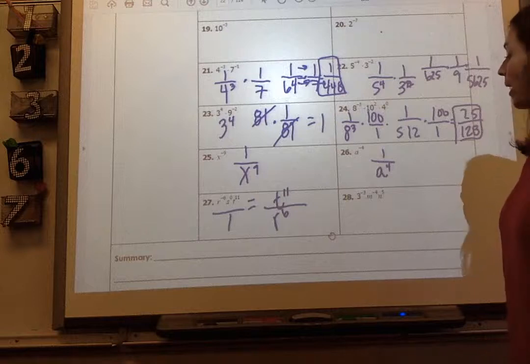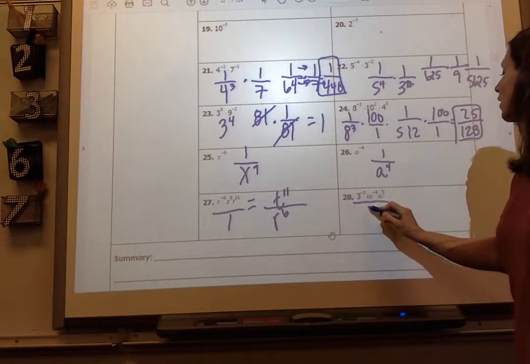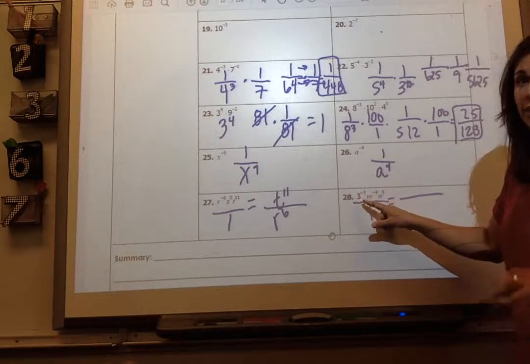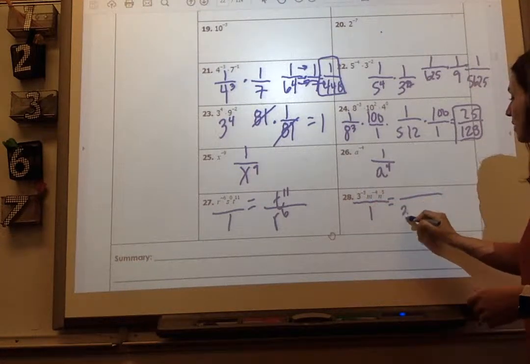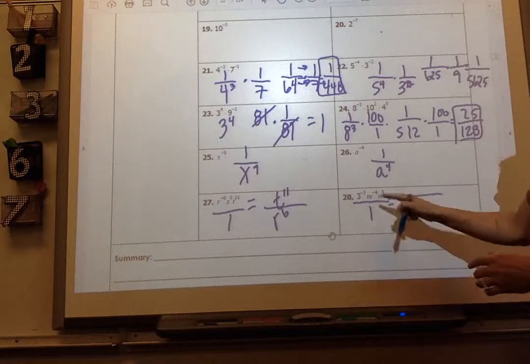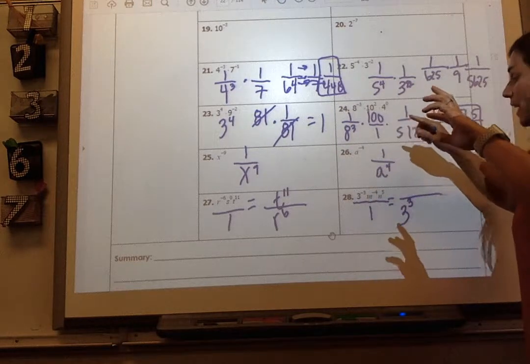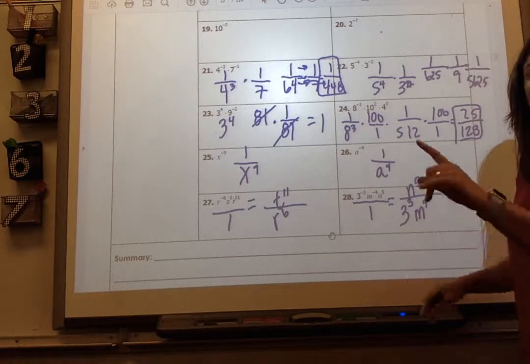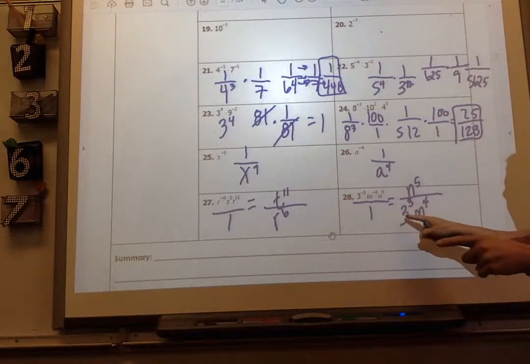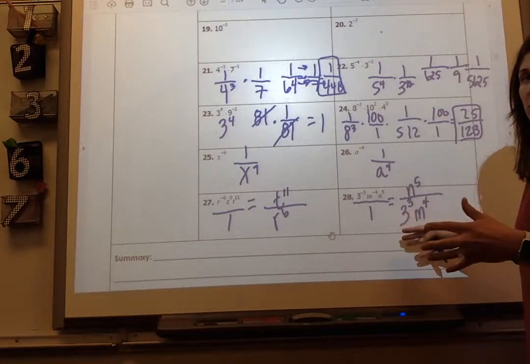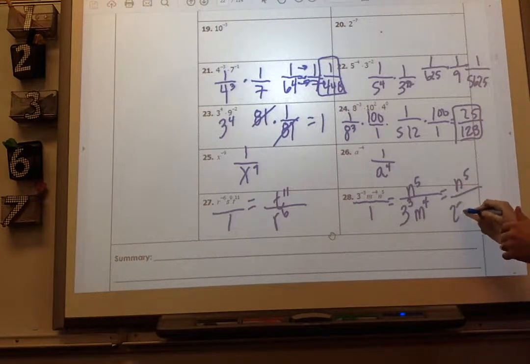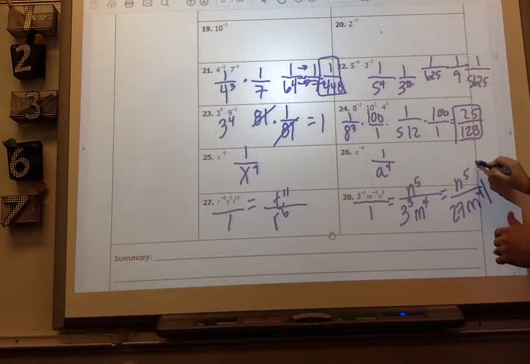Let's take a look at number 28. Let's figure out who's going to go downstairs. So I put everything over 1. You have 3 to the negative 3rd. He's negative, so he's going to flip and go downstairs. So I get 3 cubed. M to the negative 4th, he's negative, so he's going to go downstairs, m to the 4th. And n to the 5th is going to stay up top. He's fine right where he is. But I am going to expand this because 3 to the 3rd we know is 27. So my final answer is really n to the 5th over 27 m to the 4th.